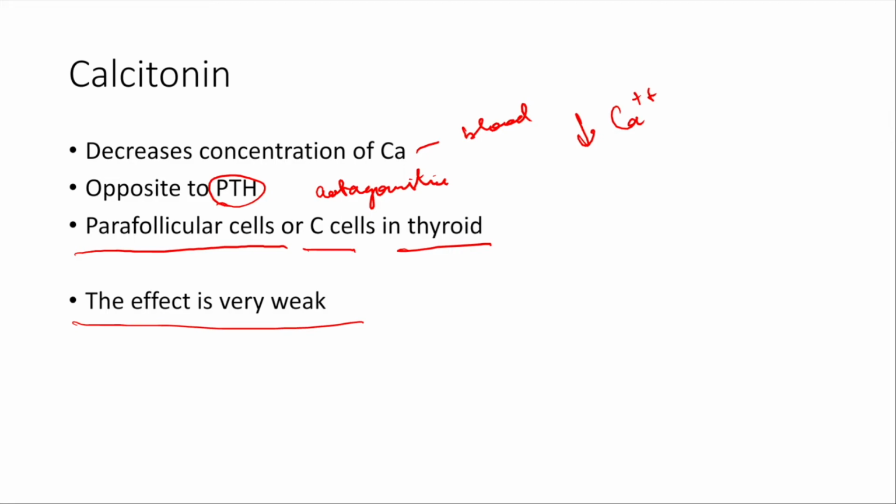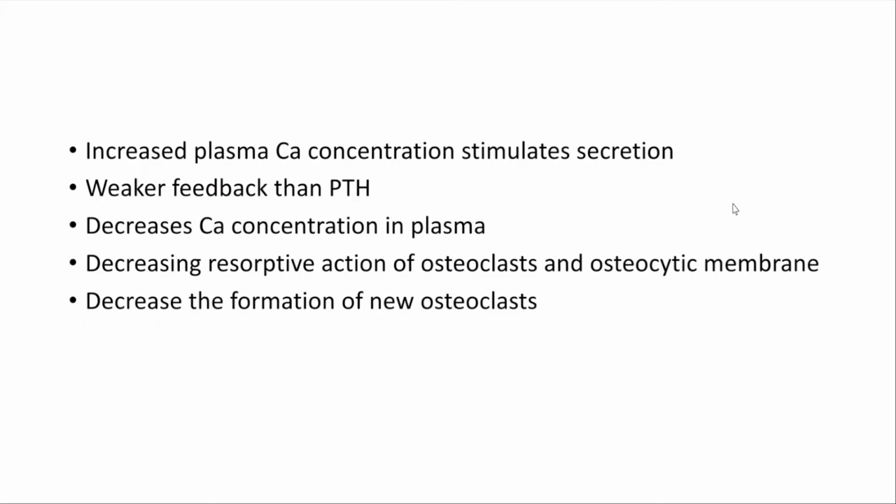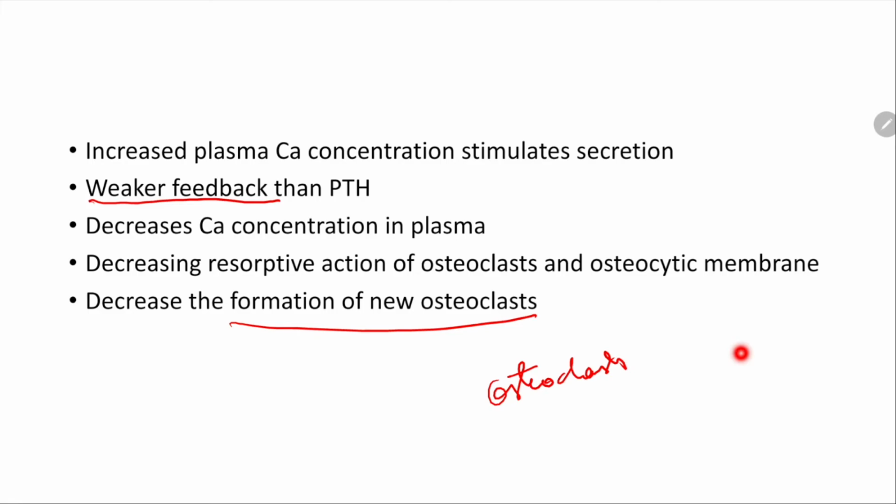It makes the calcium go and get deposited in the bone. So this has a negative feedback mechanism where increased plasma calcium concentration stimulates the secretion. That removes this calcium and deposits it in the bones. It has a weaker feedback than PTH, very important. Decreases calcium concentration in the plasma, as you know. It decreases the resorptive action of osteoclasts and the osteocytic membrane also. So that other action that we saw, PTH increasing the osteoclast activity, this decreases that activity. It also decreases the formation of new osteoclasts. So you might think that it causes increased osteoblastic activity, but no, it primarily acts on the osteoclasts and causes a decrease in their action, therefore making sure the calcium stays in the bones.